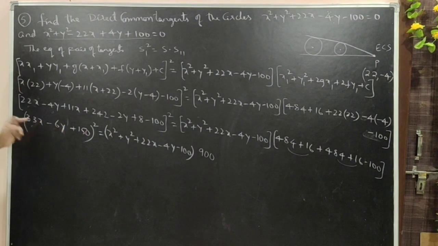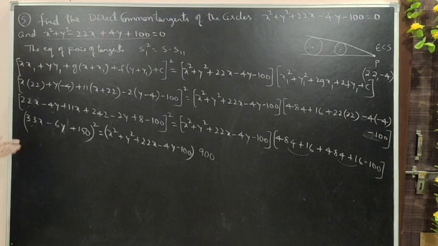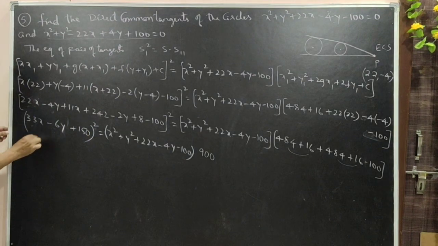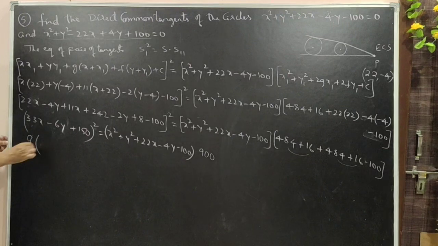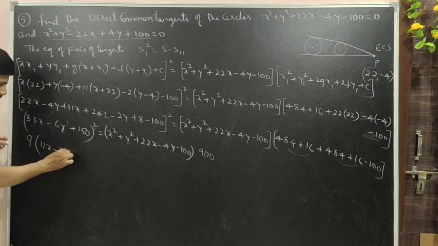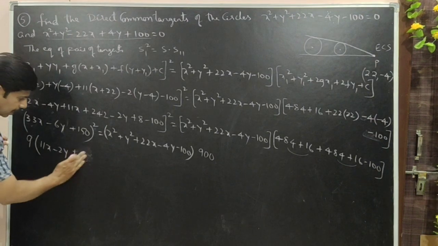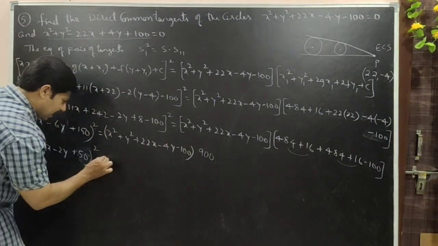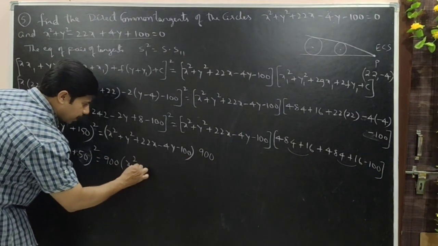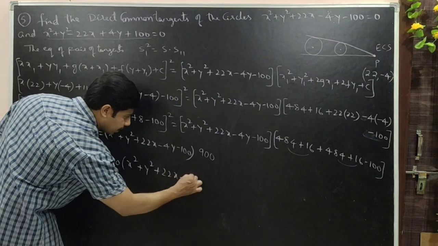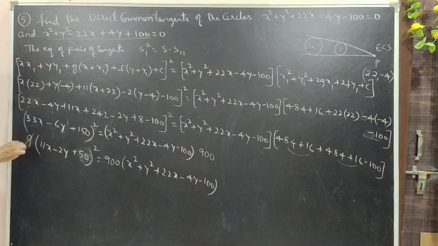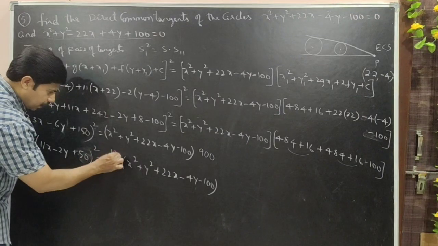We can take something common here. What is the common term here? We can take 3 common. If I take 3 common, we need to square because we have whole square. So after taking 3 common, I'm squaring it, and 3 square is 9. Okay, 9. I'm taking 3 common: 3 11s are 33, 3 2s are 6, then 3 50s are 150. Is equal to, what I do, this 900, I'll write first 900 into x square plus y square plus 22x minus 4y minus 100. Okay, after this, what I do, I can cancel this. 9 ones are 9 and 9 goes 100 times.